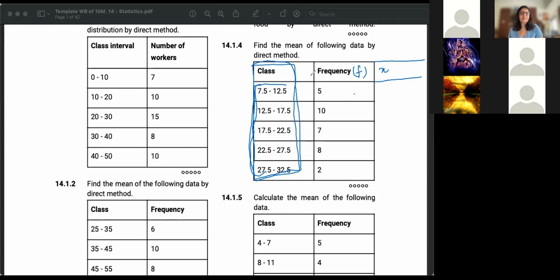So for assumed mean, first you need to find the class marks, because from an interval we can't do any calculation. We need a specific value, whether to add, subtract, multiply, whatever we have to do. So find out the x for each of these classes. Tell me, what did you get for x? What is x for the first class, 7.5 to 12.5? 10. Okay. 15, 20, 25, 30. The difference is constant.